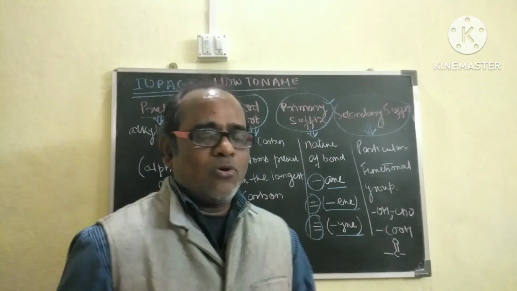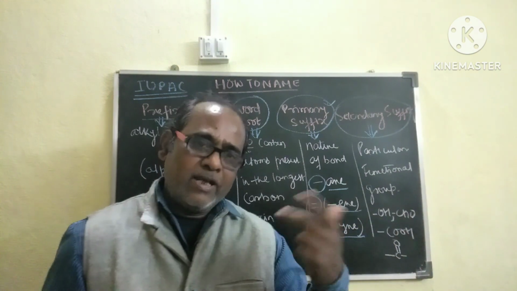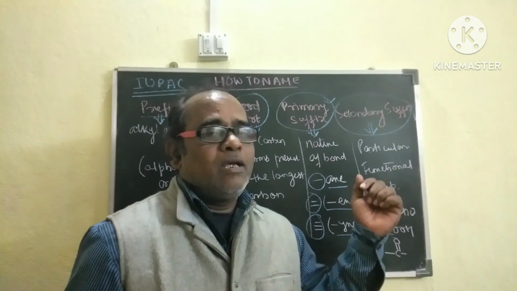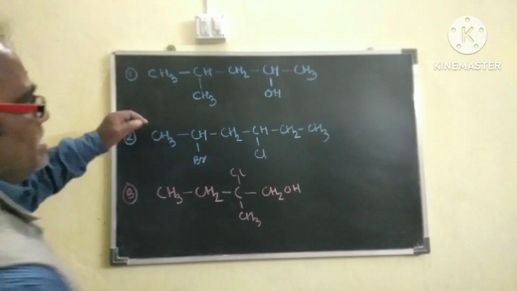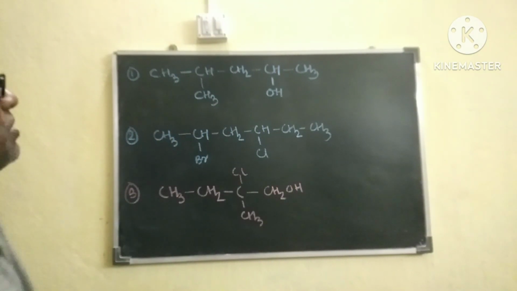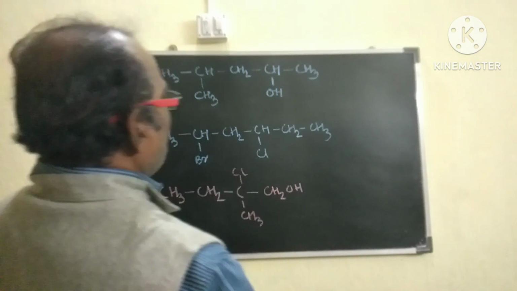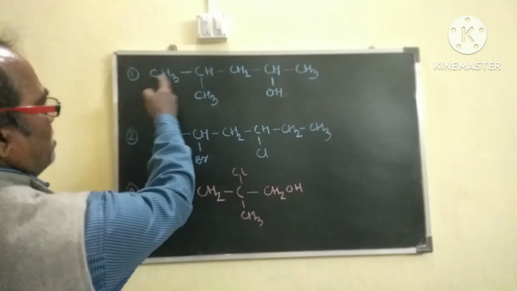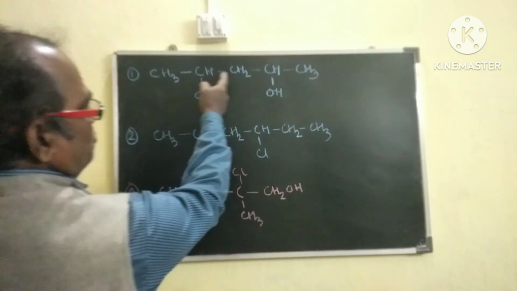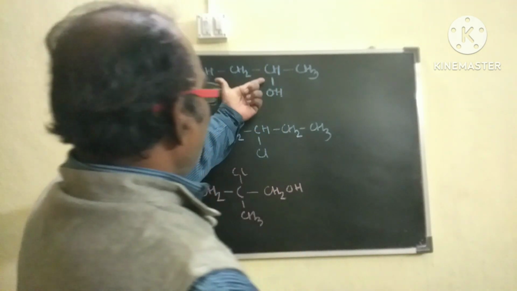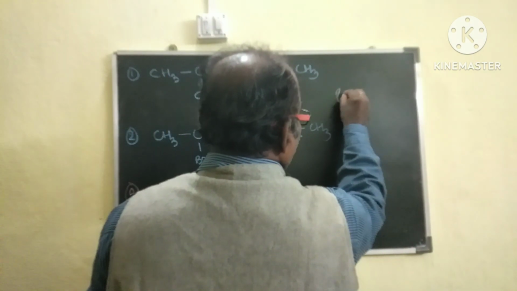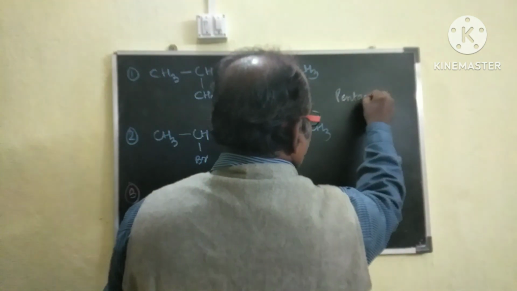I'll show you 10 to 12 examples. I'll make you understand how to write the IUPAC name. The very first example, we are going to take this. At first, we have to find out the root word. So how many carbon atoms are there? 1, 2, 3 if you go with the branch, and if you go with the straight chain, 1, 2, 3, 4, 5. And here all are single bonds. So we have pentane as the root word.